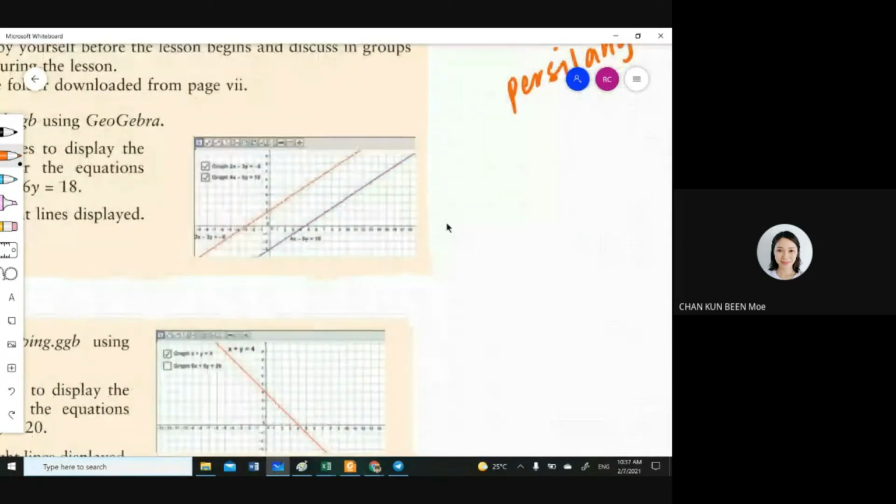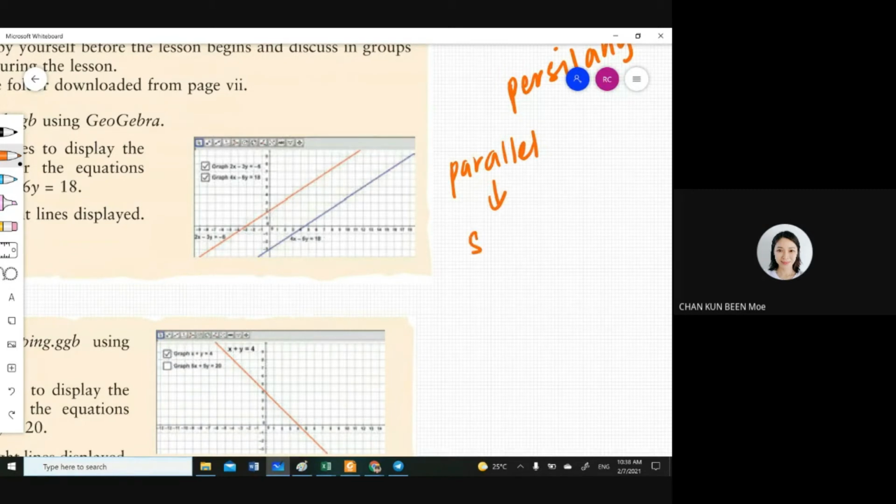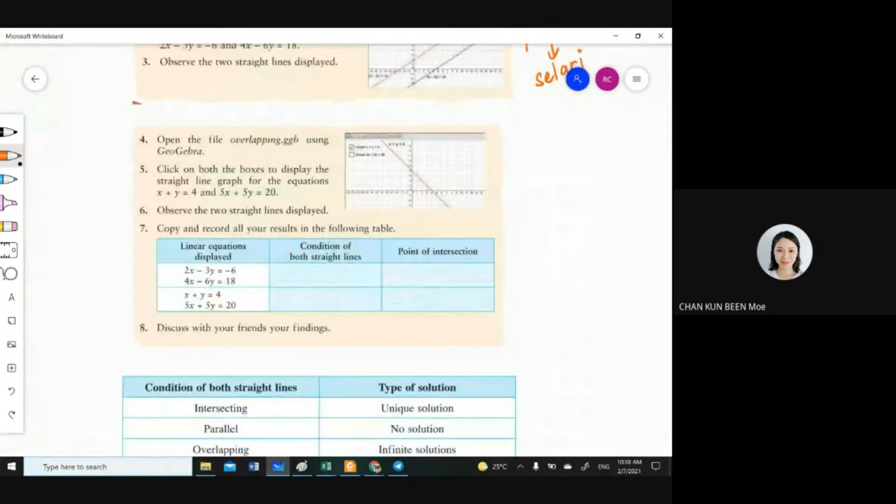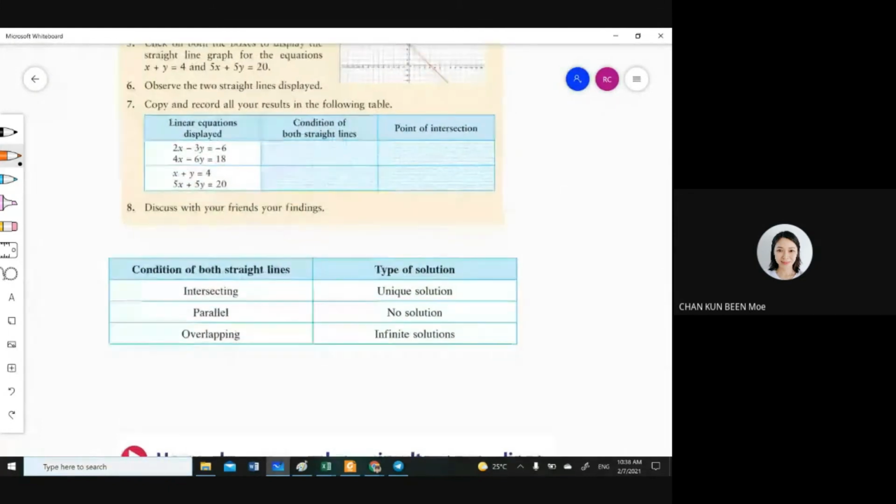Okay? Apa maksud parallel dalam bahasa Melayu? Parallel adalah... masih ingatkah masa sekolah rendah kamu belajar? Apa? Yeah, selari, parallel line. So this one I just show you as an example. You just need to know this.